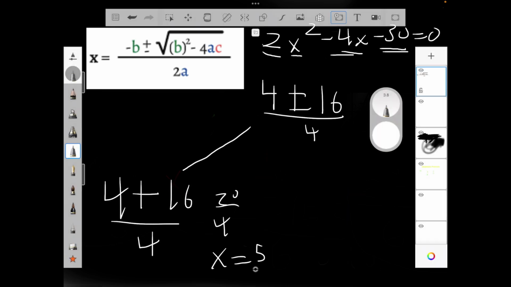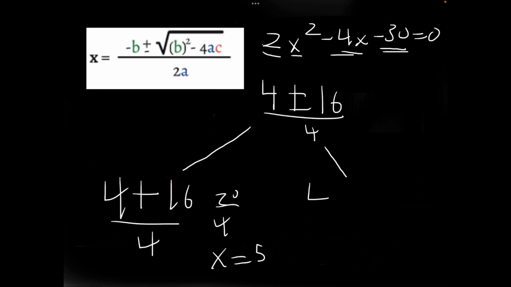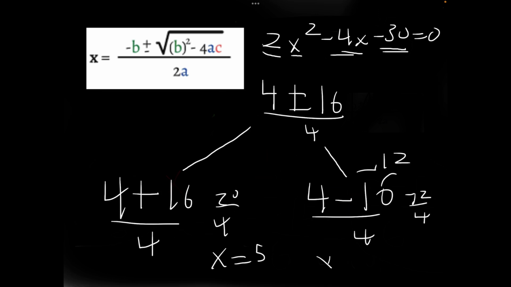But since this is a quadratic formula, there's always two answers. So we need to split this to the minus side. So 4 minus 16 over 4. That would just be negative 12. Negative 12 over 4 is just negative 3. So the second x is just negative 3. We do this once again because there's a plus and minus right here. That means we have to split one to a plus and one to a minus. So that's how you know.